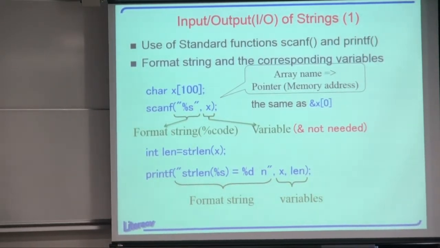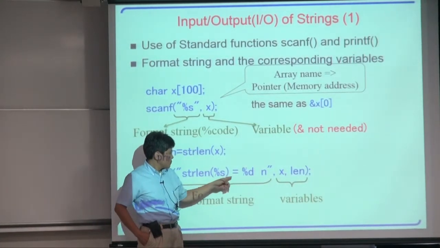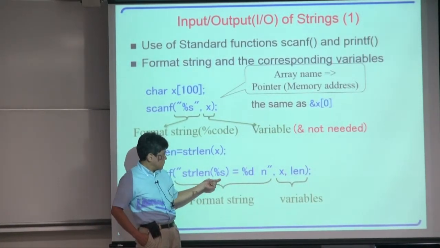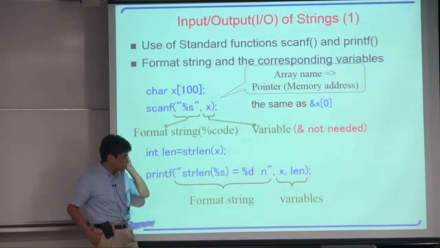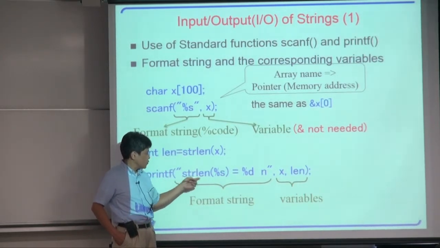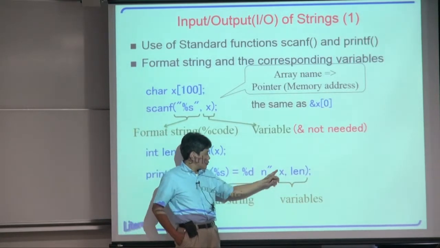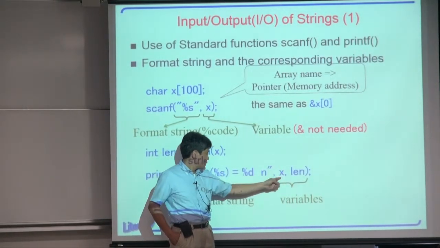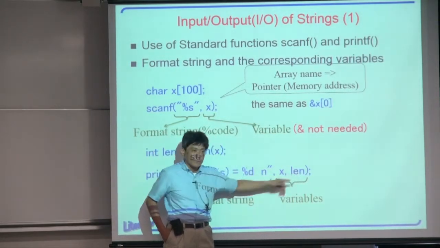For example, using the printf function, you can print out the string length by specifying this form. The string length is, with %s corresponding to x, and %d corresponding to the variable n.